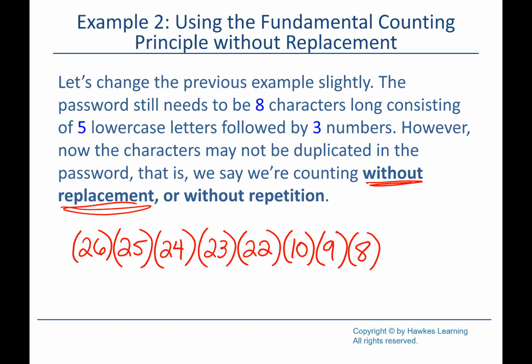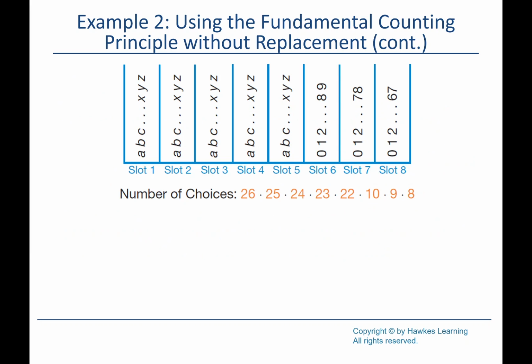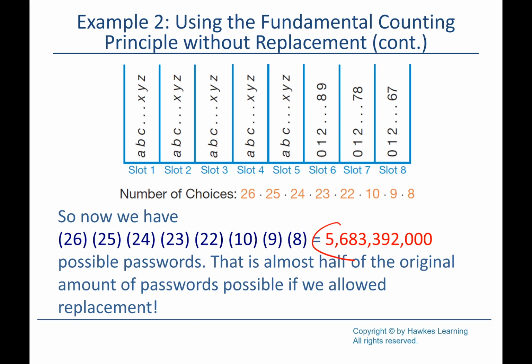So let's look, if we multiply all those out, here we get 5,683,392,000. Pretty remarkable there that simply by the fact that we said we are not allowing repeat characters, we basically cut the amount of possible passwords in half, almost.